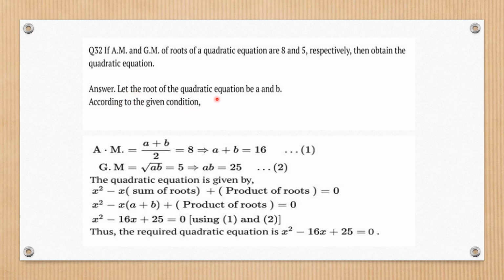So let roots of quadratic equation be a and b. Now according to the question, what is the arithmetic mean? It is (a plus b) by 2 and is given as 8. So from here I get a plus b as 16. That is the sum of roots as 16. And geometric mean is your root ab, which is given here as 5. So I get ab as 25. Okay. Now the quadratic equation, you know, x square minus sx plus p equal to 0. And I'll replace these values here and we'll get the equation as x square minus 16x plus 25 equal to 0 using equation number 1 and 2.